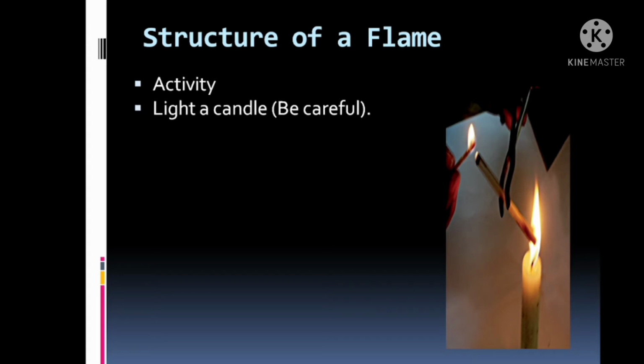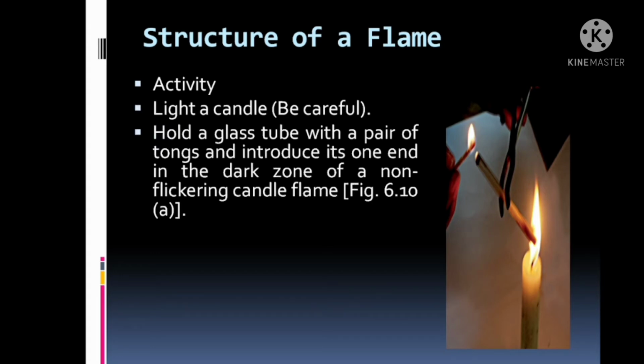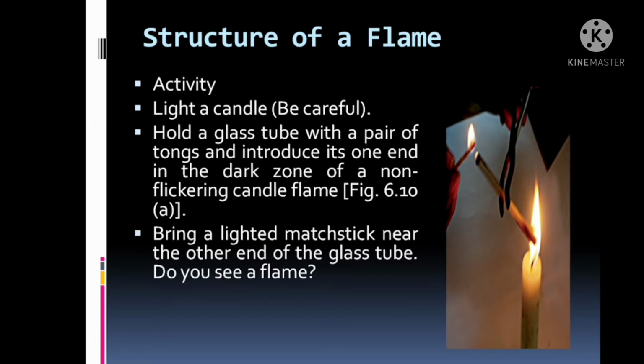Light a candle, be careful. Hold a glass tube with a pair of tongs and introduce one end in the dark zone of a non-flickering candle flame. Non-flickering candle flame means it should not be waving. Clear? It should not be moving. It is steady.